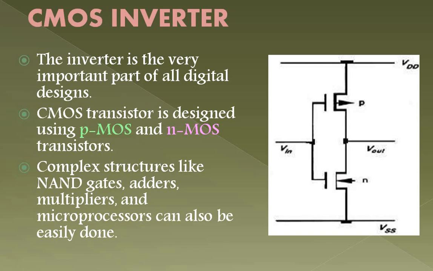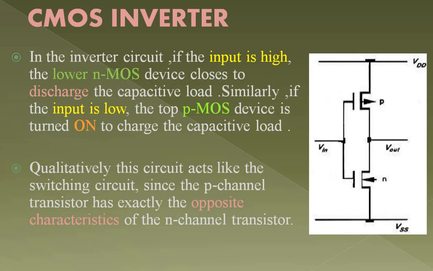The CMOS inverter is designed using a combination of a PMOS transistor as well as an NMOS transistor. All the logic and complex structures like NAND gates, adders, multipliers and microprocessors can be built easily by using inverters. So it is a very important part for running all these digital devices. Let's see how the CMOS inverter looks. This is the circuit diagram of your CMOS inverter.